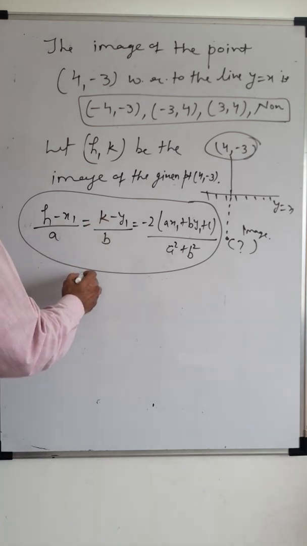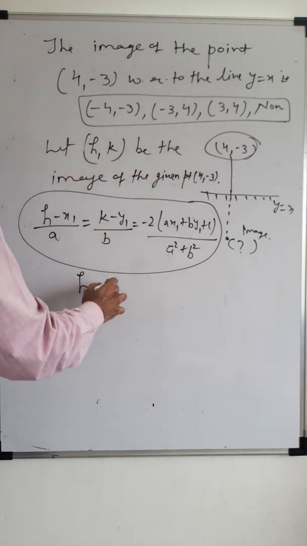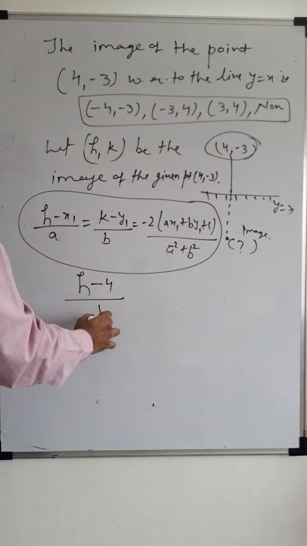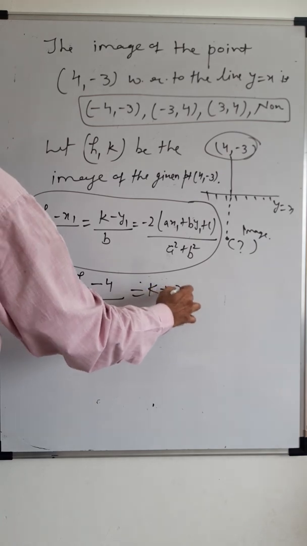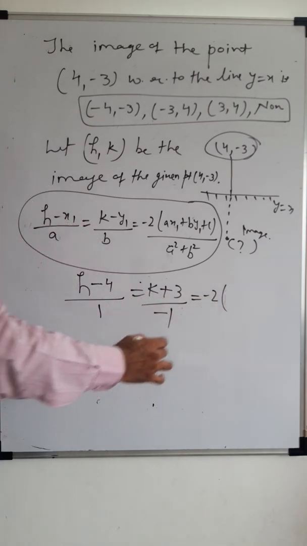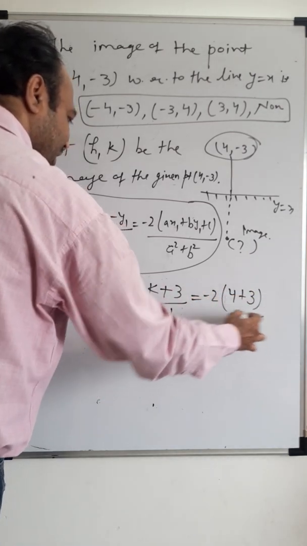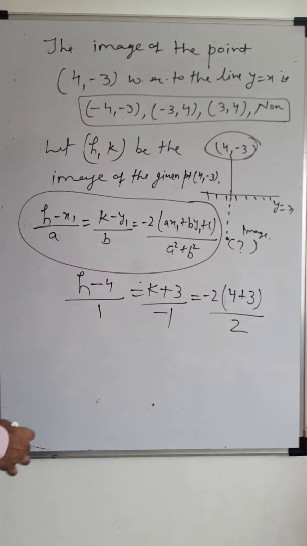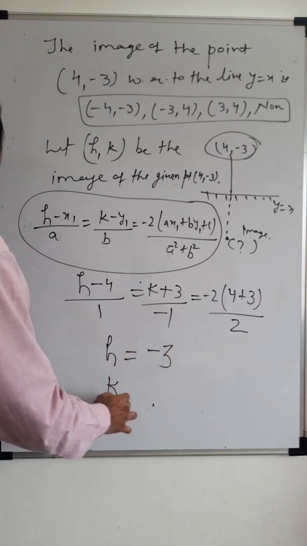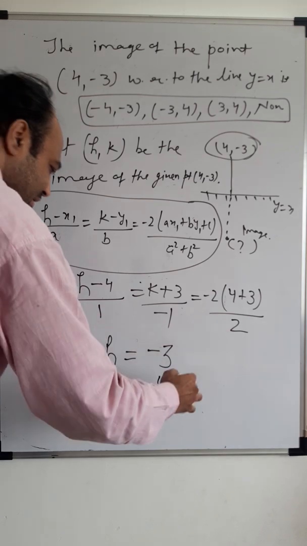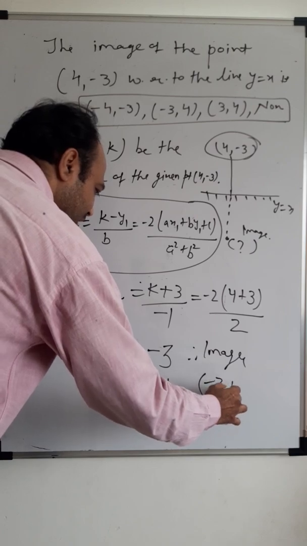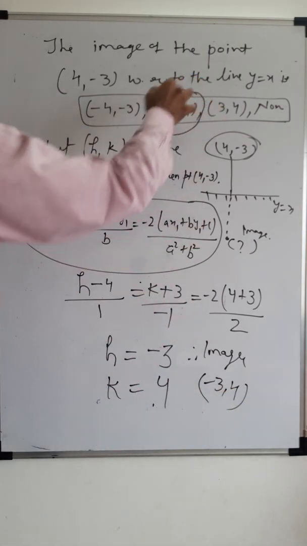So what will happen here when you use this formula? x1 is 4. What about a? a is 1, b is minus 1. So (h minus 4) upon 1 equals (k plus 3) upon minus 1 equals minus 2 times (4 plus 3) upon root under a square plus b square, that is 2. So from here you can calculate h. h is going to come minus 3 and k is coming 4. Simplify this. So the image will be (-3, 4). So this will be the correct answer.